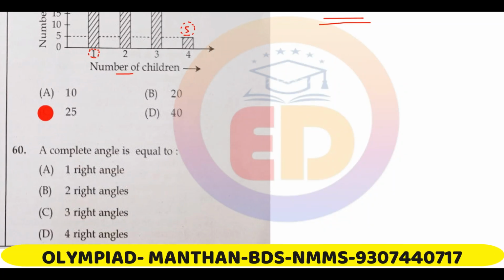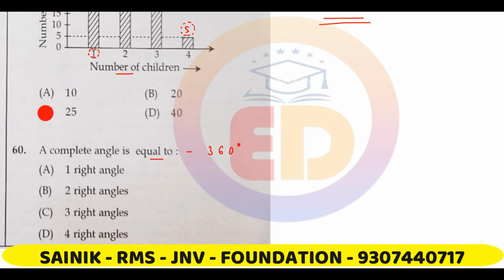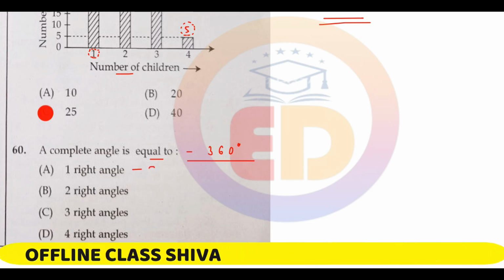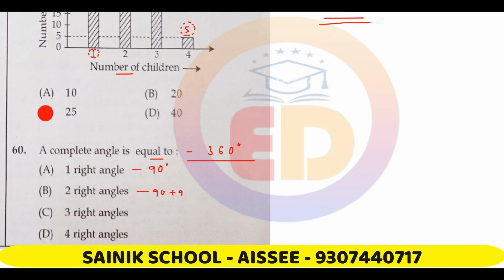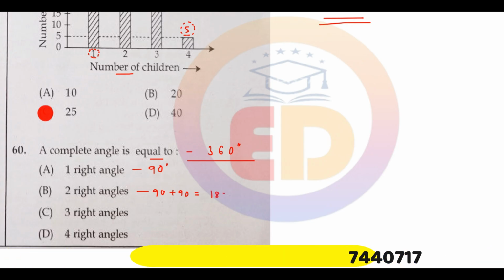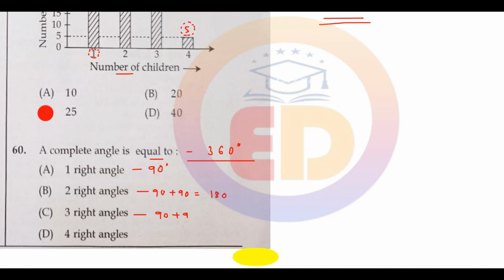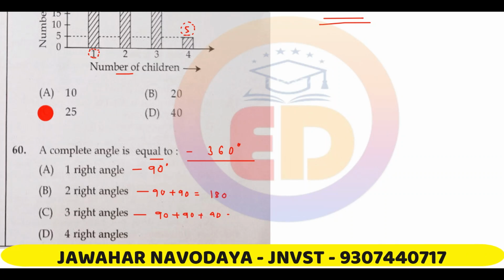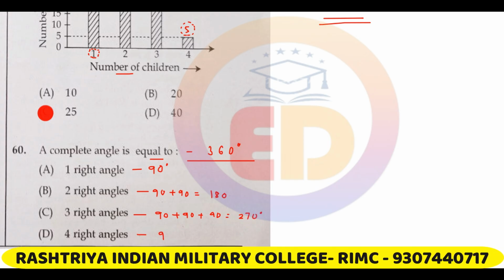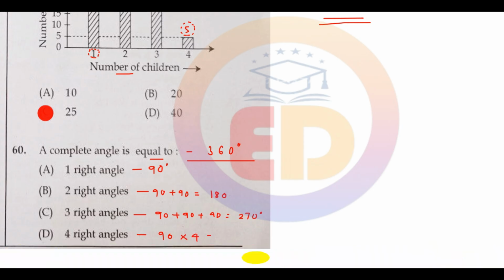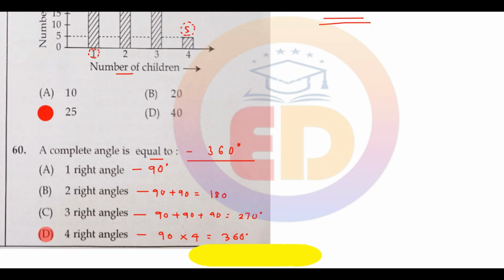60. A complete angle is equal to. A complete angle means 360 degree, equals to one right angle is 90, two right angle is 90 plus 90, 180, three right angle is 3 times 90, that's 270. Our answer is option 4. That's 4 right angle, 90 into 4, that is the answer, 360 degree. Option number D. All the questions were very easy.